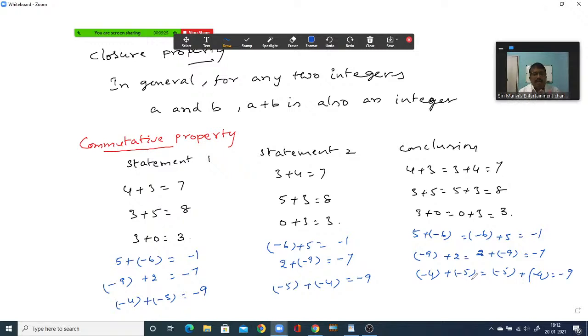Here first I take the order 4 plus 3. Then the order is reversed, 3 plus 4. When the order changed, did the value change? That means, did the sum change? No, it didn't. Notice that the sum is same. Therefore addition is commutative.